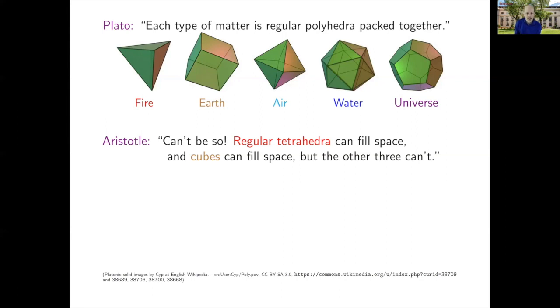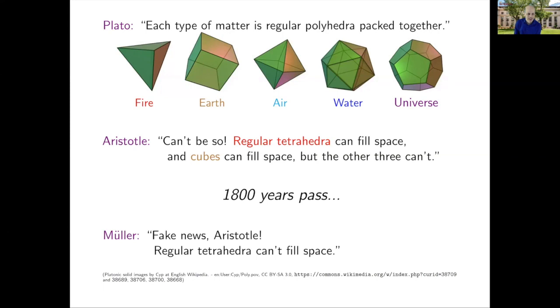Okay, so that's the ancient Greeks. And then 1800 years later, Johannes Müller said, well, you notice that what Aristotle said is not true. So it is true that you can fill space with cubes, but you can't actually fill space with regular tetrahedra. I don't think he actually used these exact words, but you get the idea. I guess it just goes to show that when you have somebody in a position of authority saying something false, it sometimes takes a long time to get the record straight.